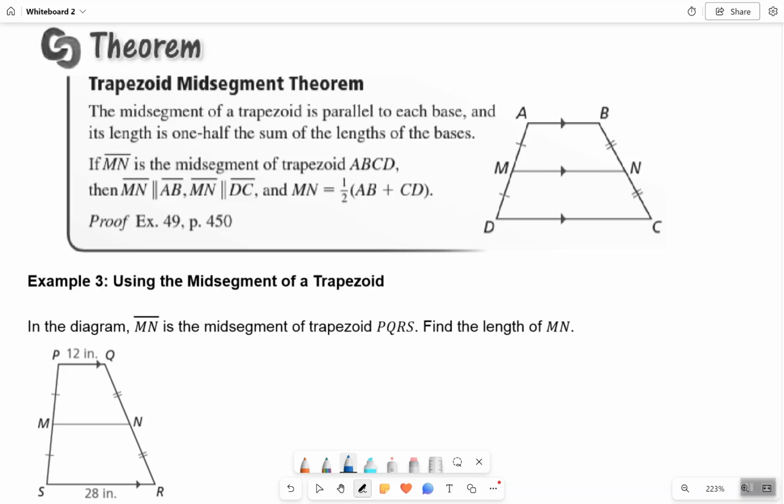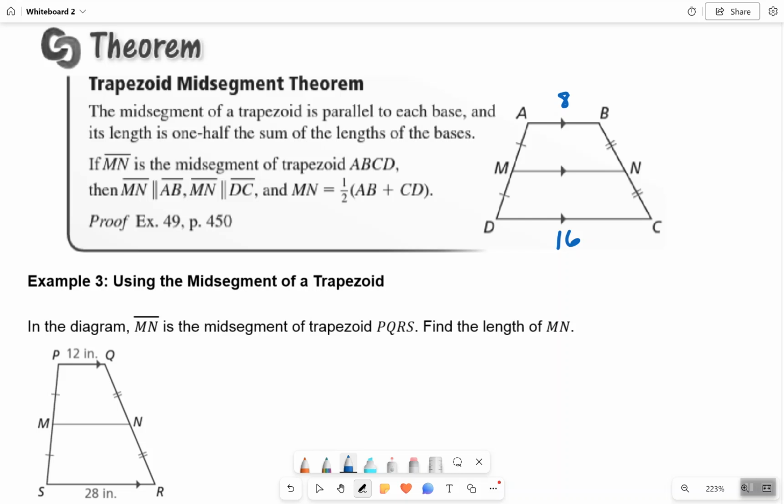So for instance, kids, if I said A to B was 8 up here, and I said D to C was 16, wouldn't M to N right here be the mid-segment? Wouldn't that have to be the average of those two? What's 8 and 16 add up to?